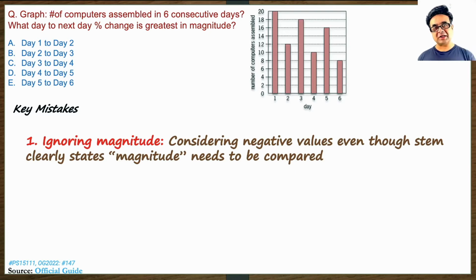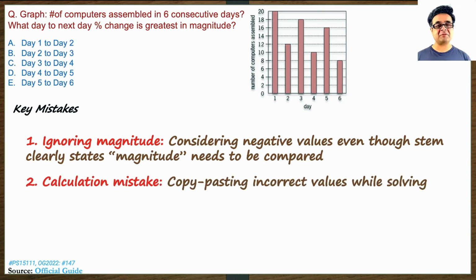Some important mistakes that you must avoid while solving problems like this. First of all, it is clearly given that you have to consider the magnitude of the change, which means you cannot assume negative values when the value is decreasing from a higher value in the previous year to a newer value. A lot of people make the mistake of assuming negative values and ignoring them because negative is always going to be small and the question is asking for the greatest change.